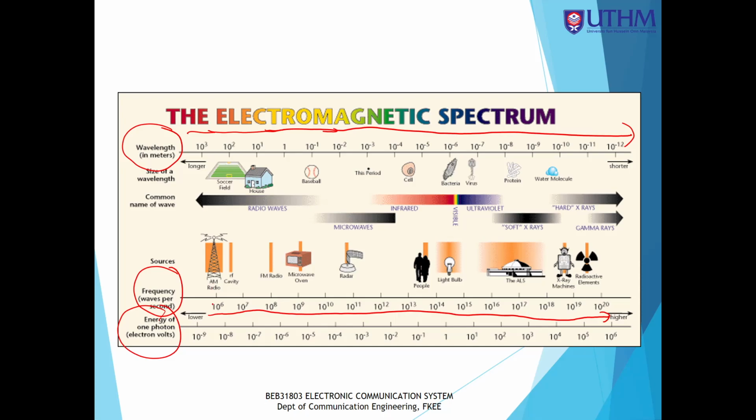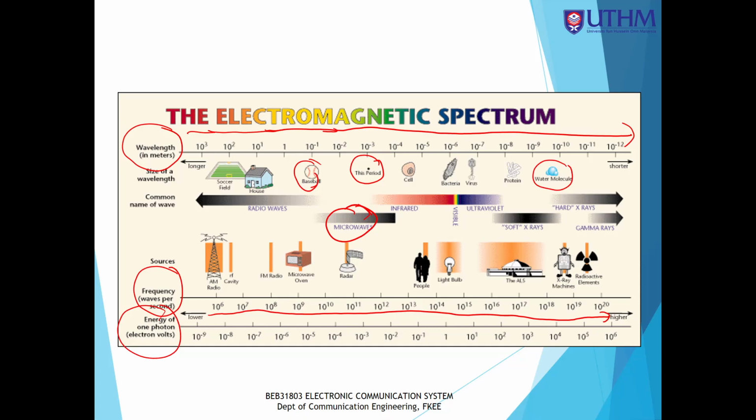For example, at lower frequency, at radio frequencies, the size of the wavelength is almost like the length of a soccer field or the length of a house. And then as we move to higher frequency, for example microwave signals, the wavelength is shorter, the size of a baseball, for example, the size of a dot like this, very small. And as we move to higher frequency, the wavelength will be much, much shorter until a water molecule size and maybe shorter than that. So it depends on the application types.